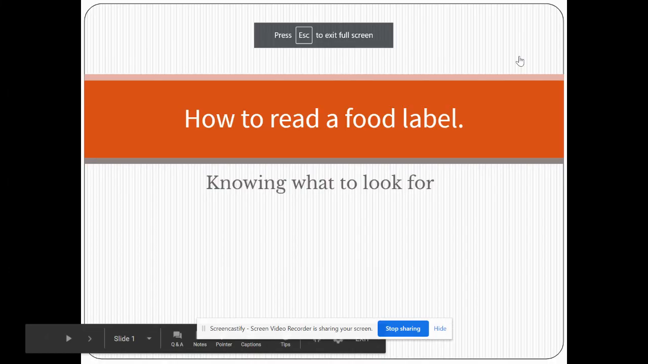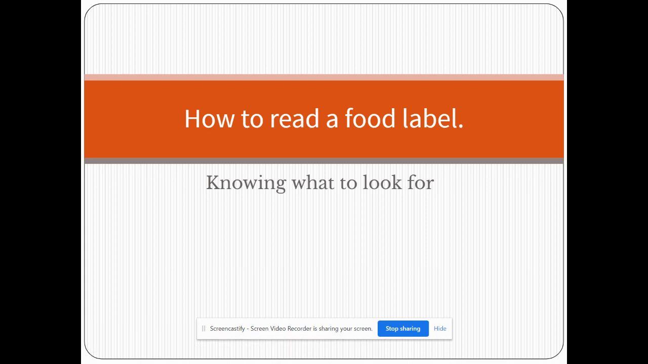Hey everyone, today I'm going to be going over how to read a food label, and you're going to need to know how to do this for your assignment. So first I'm going to walk you through some stuff you should know, and then we're going to practice, and then you're going to try to get the correct answers on your assignment.